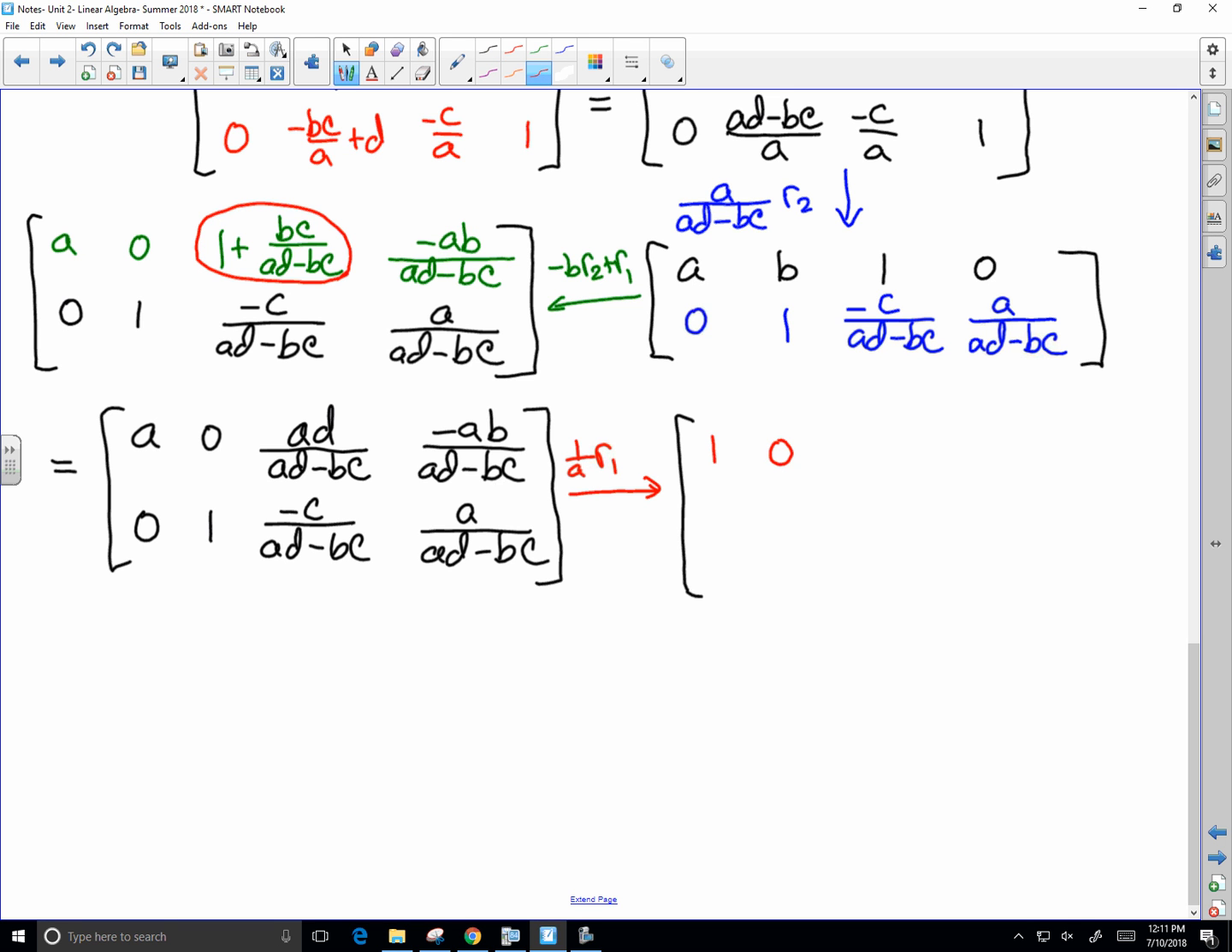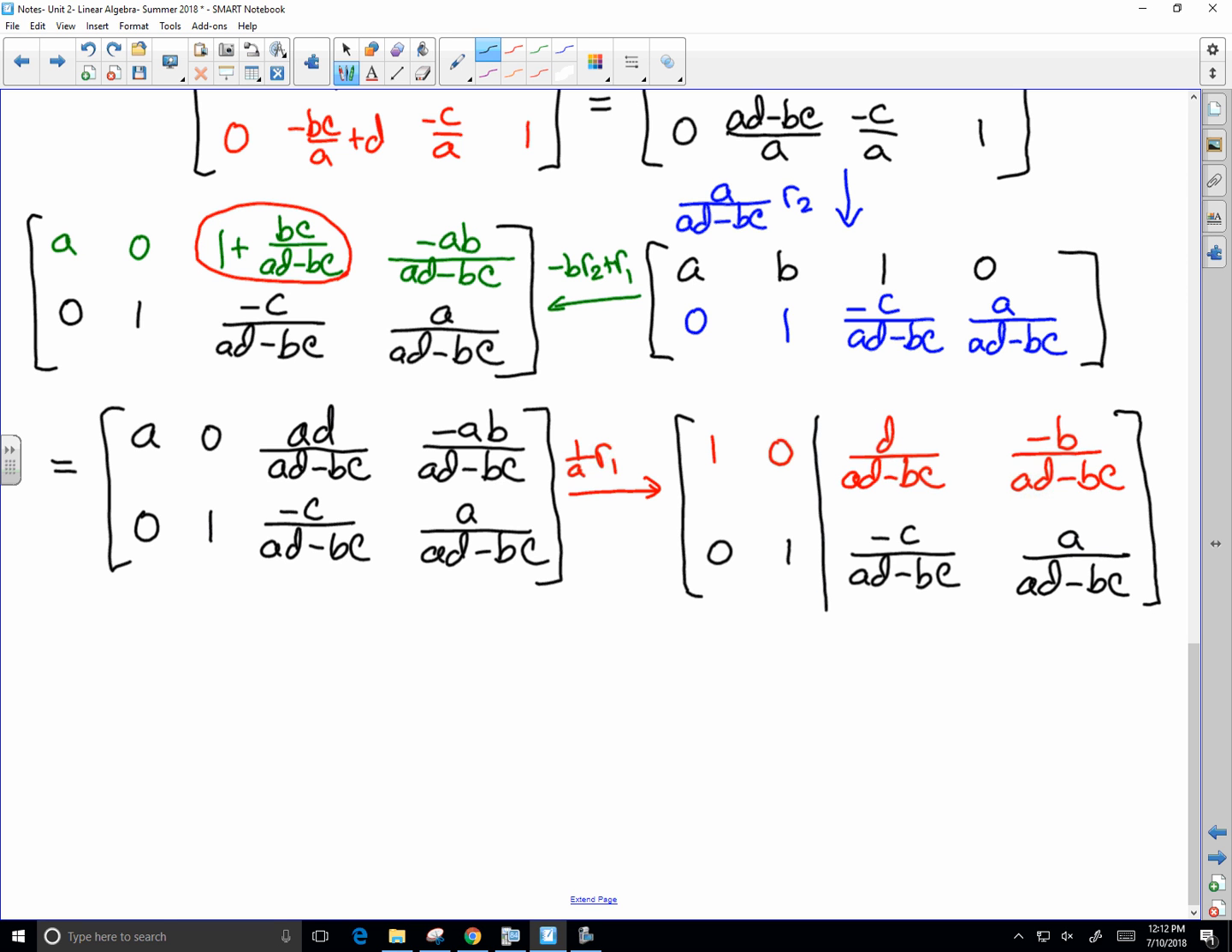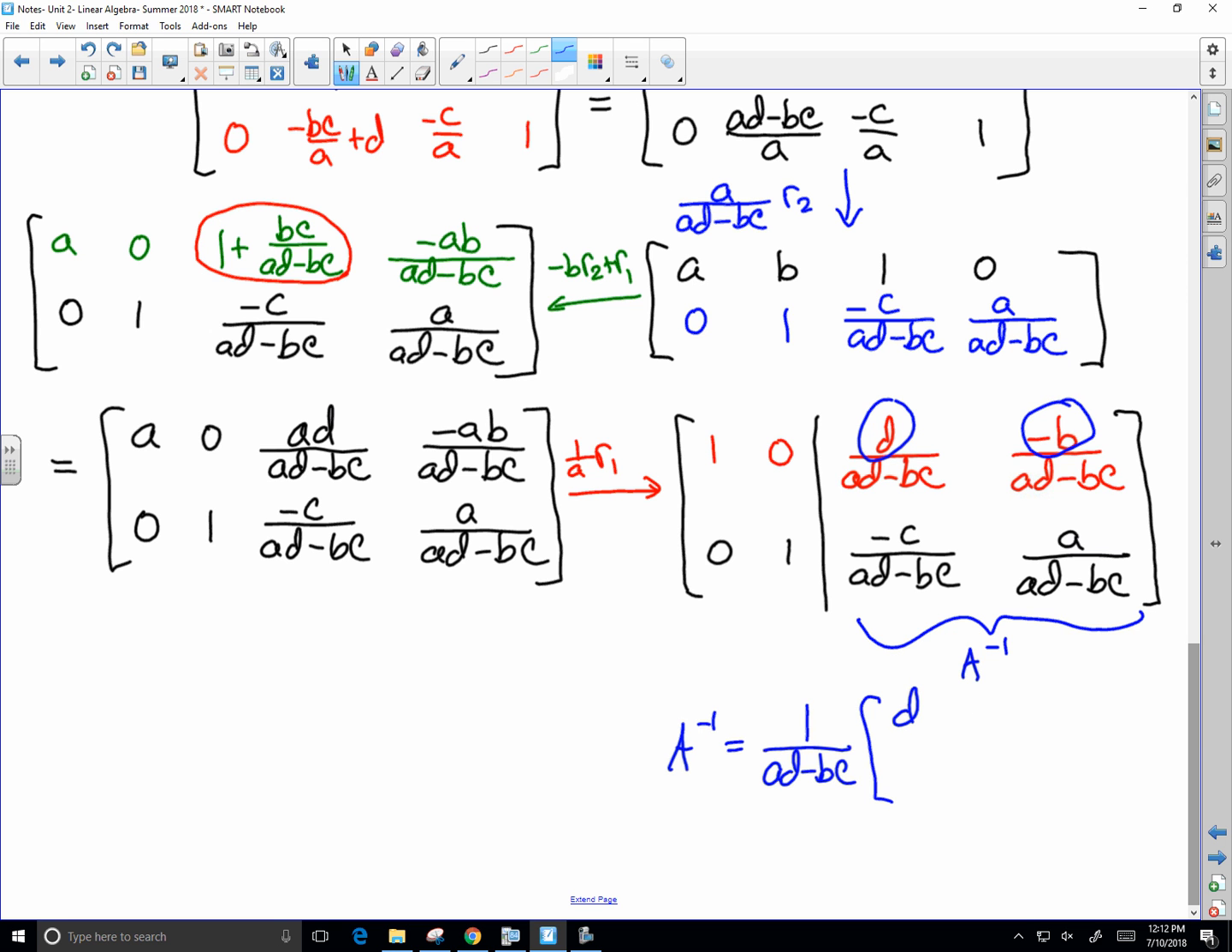So 1, 0, D over AD minus BC, negative B over AD minus BC, 0, 1, we have negative C over AD minus BC, and A over AD minus BC. All right, so this whole shebang here is the inverse of matrix A. Now, they do have a common scalar, so I can factor it out. Inverse of A would be 1 over AD minus BC, and what's left? The D, the negative B, the negative C, and the A.